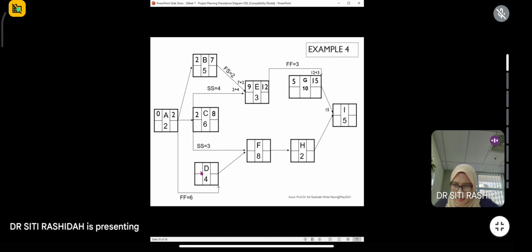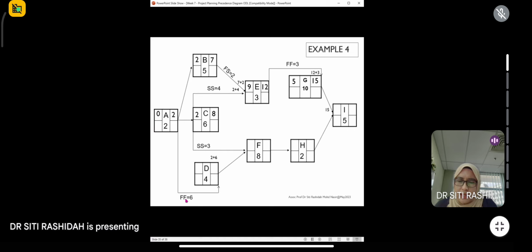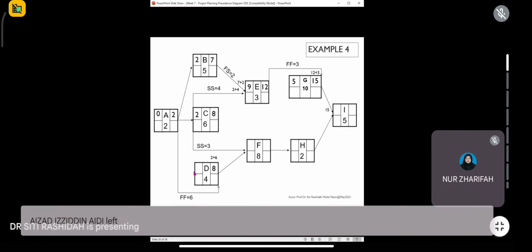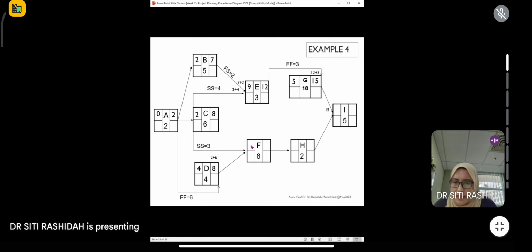Betul tak? Okay, kita selesaikan yang ini. This is finish to finish. So, maksudnya the finish of A with the finish of D. So, ada 6 delay dekat situ. 6 hari delay. So, 2 plus 6, you get 8. Okay, so how do you get this? X plus 4 is 8. What is X? X is apa? 4. Yes. Okay, so now kita boleh selesaikannya ni sebab kita dah tahu yang ini dan kita dah tahu yang ini.